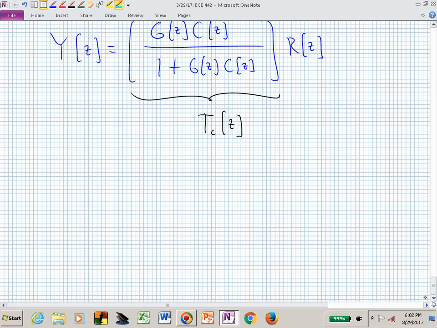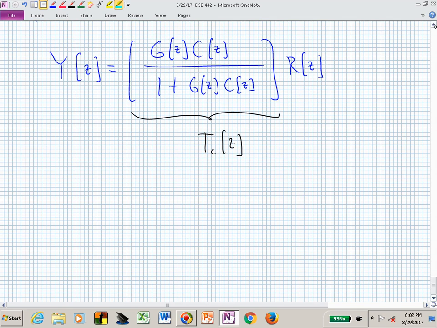What we want to do now, with the Ragazzini approach, is say, here's what I want for T sub C of Z. This is what I have for the plant G of Z. What do I need C of Z to be in order to give me T sub C of Z? That's what we're doing.